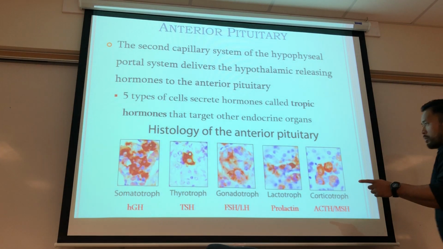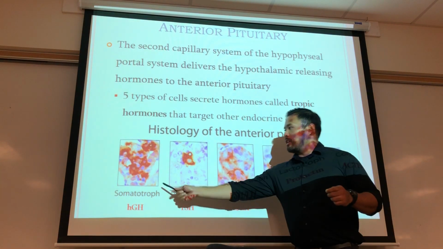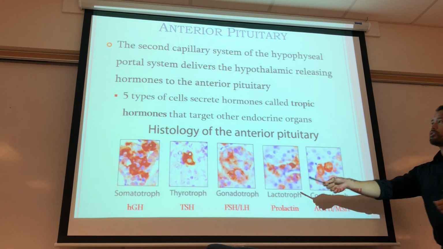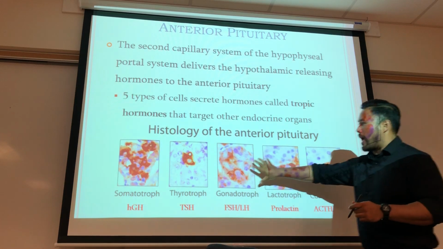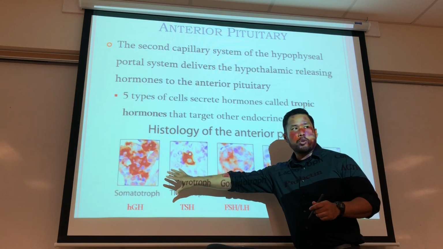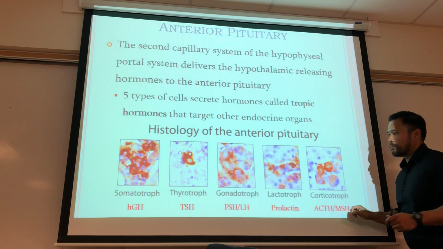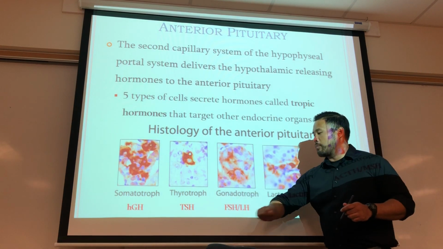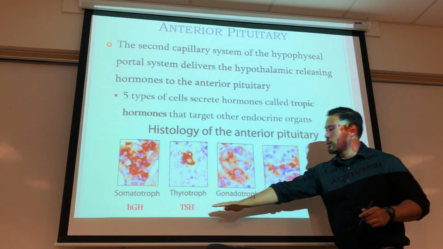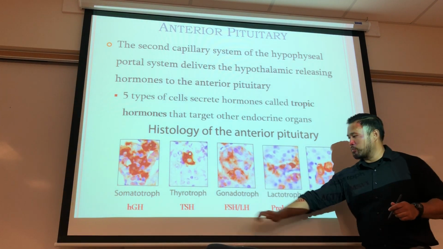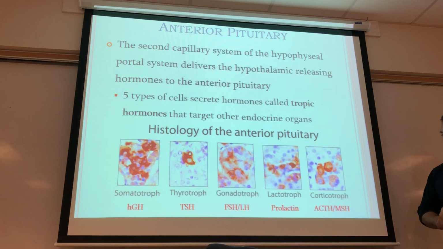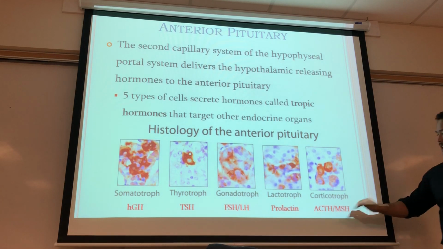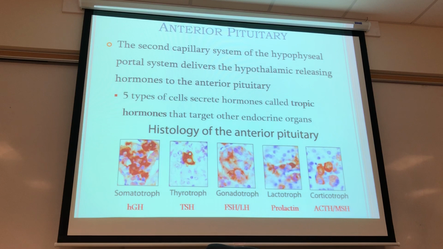Now those releasing hormones target these trophic cells. These are the cells that are located in the anterior pituitary that produce 7 types of hormones. We have our somatotrophs that produce our growth hormone, thyrotrophs that produce our thyroid stimulating hormone, gonadotrophs producing our FSH and LH, lactotrophs producing prolactin, and our corticotrophs that are going to be producing our ACTH and MSH. And I'll talk about each of these 7.